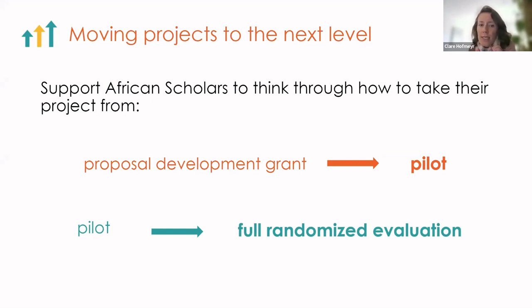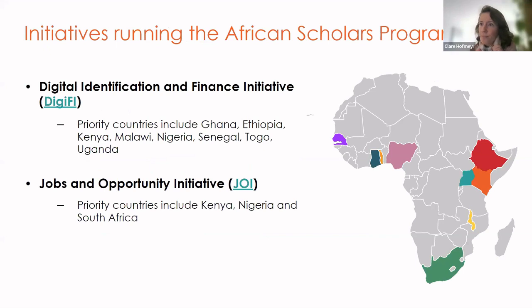And we use that call to understand what's been learned and to assist in thinking through a potential pilot or randomized evaluation. And then another way we're going to try and support this is also to run convenings of funded African scholars so that teams can share their results and learnings with each other and receive feedback both from peers as well as JPAL affiliates on how to progress with their research.